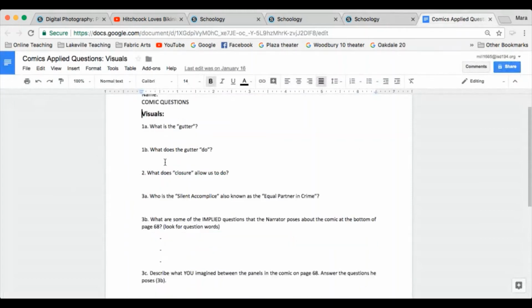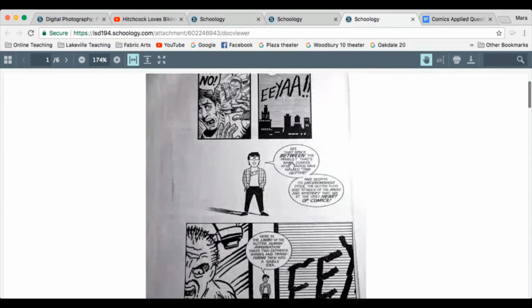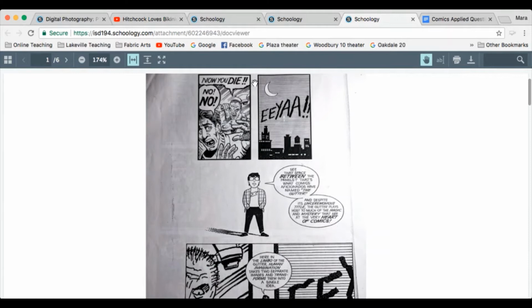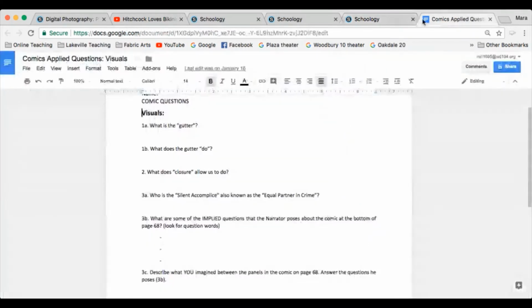So Comics Applied, the first question is, what is the gutter? The gutter, if we take a look here, this little bubble tells us the space between the panels. That's what comic aficionados, real comic people, have called the gutter. So the gutter is this white space in between the panels. Okay, what does the gutter do?